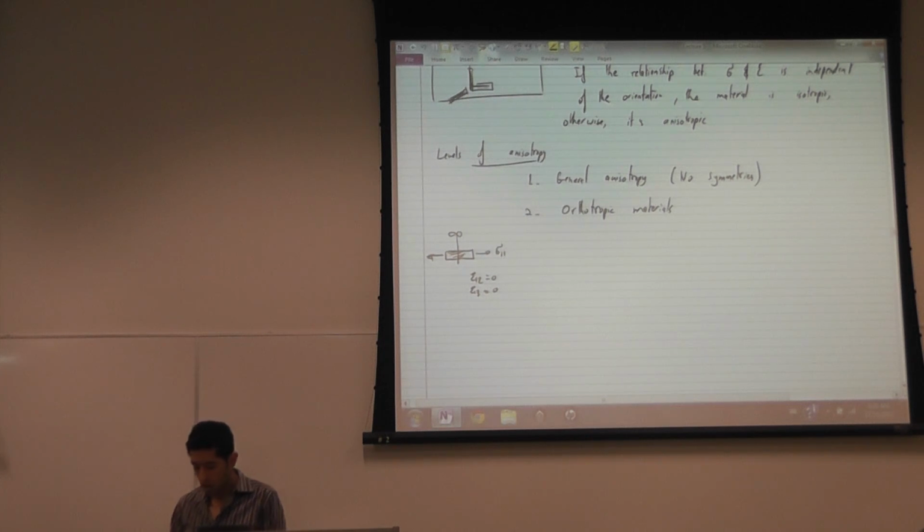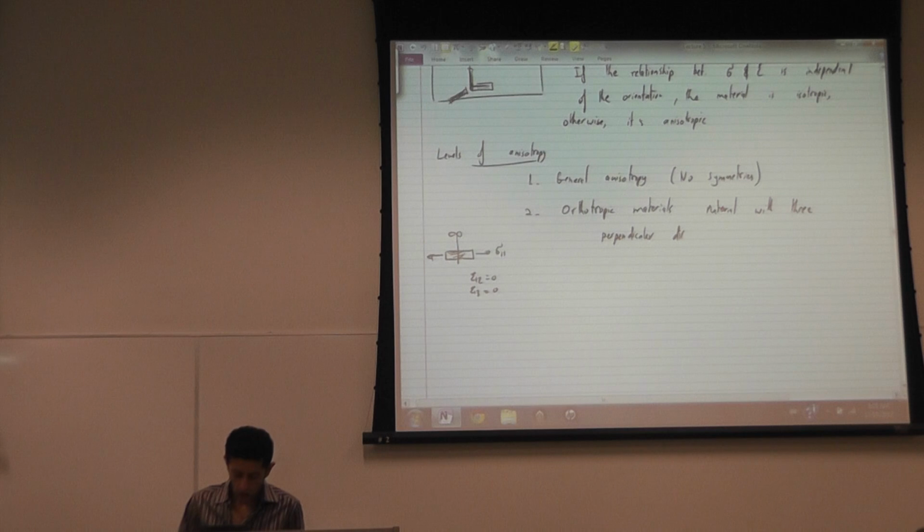An orthotropic material is a material that has three perpendicular planes, called planes of symmetry, and we will study linear elastic orthotropic materials by the end of today.